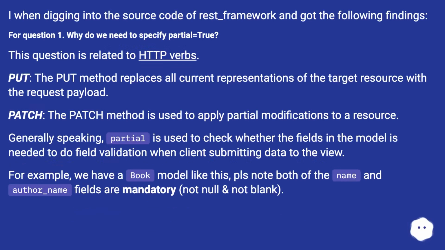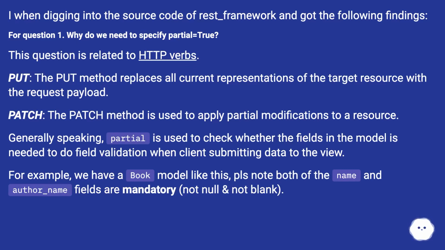For question 1. Why do we need to specify partial equals true? This question is related to HTTP verbs. PUT: the PUT method replaces all current representations of the target resource with the request payload. PATCH: the PATCH method is used to apply partial modifications to a resource.